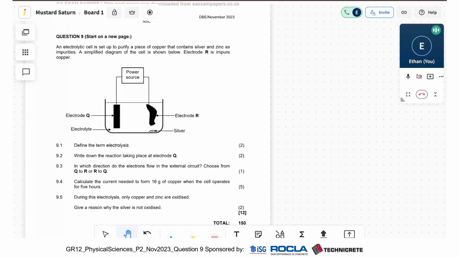An electrolytic cell is set up to purify a piece of copper that contains silver and zinc as impurities. A simplified diagram of the cell is shown below. Electrode R is impure copper. So this is the impure copper. Maybe let's just write that down just to keep track. And they told us that there is silver and zinc as well. So that's important.